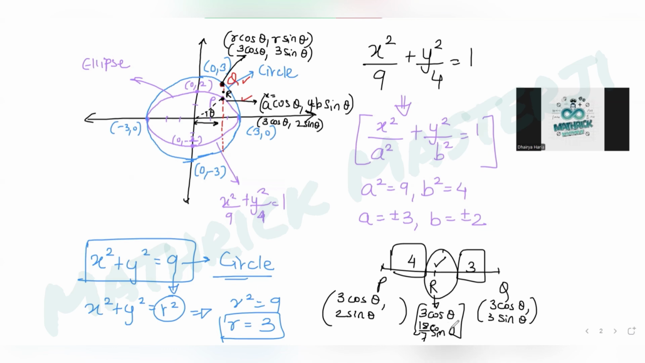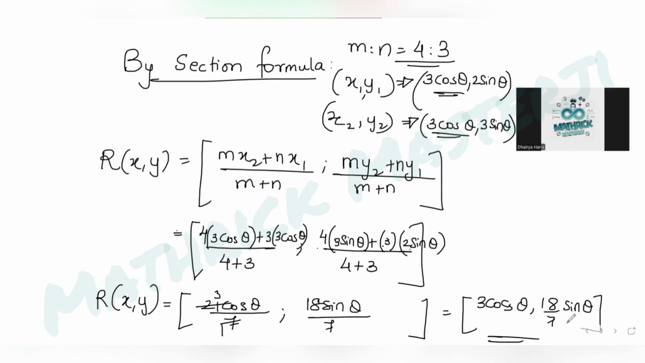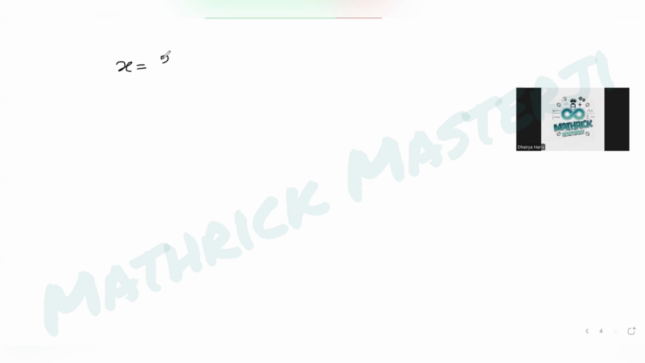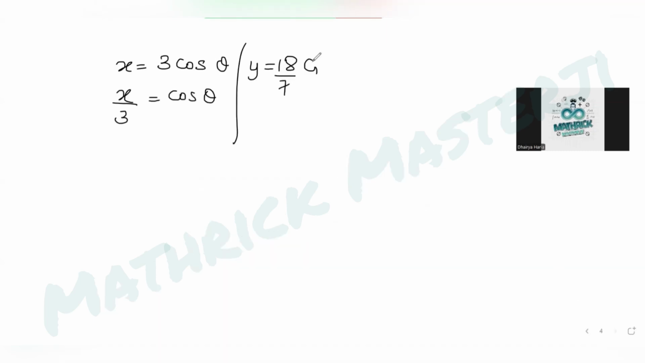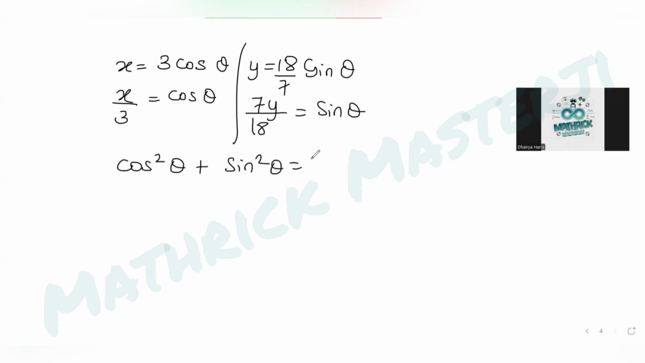Now, once we have the coordinates of R, X and Y, if I try to find out the locus of this point R, x is 3 cos theta. So from here I get x over 3 equals cos theta. And y I have got here as 18 over 7 sine theta. So from here I can write 7y over 18 equals sine theta. Now I know from the identity of trigonometry cos square theta plus sine square theta equals 1. So cos square theta means x over 3 the whole square. Sine square theta, so 7y over 18 the whole square equals 1.